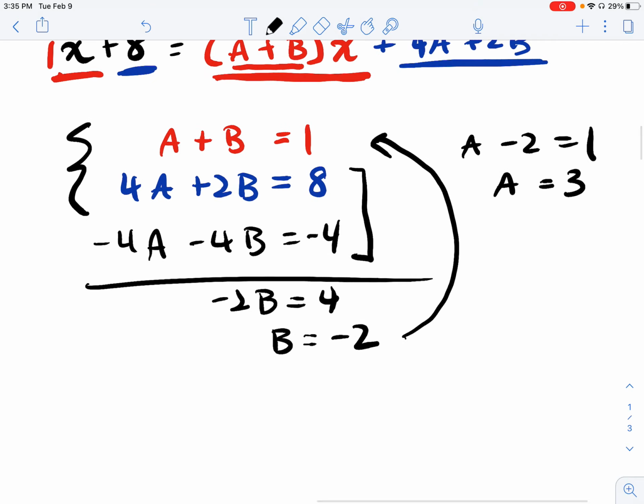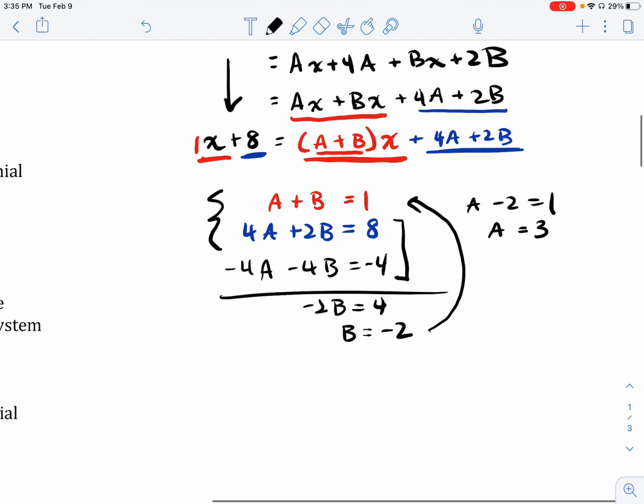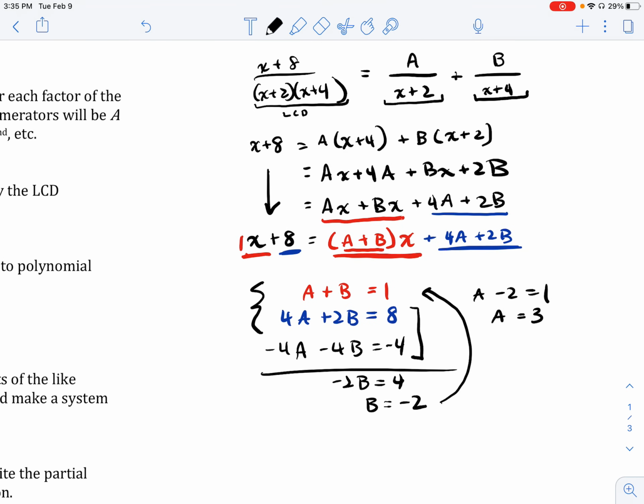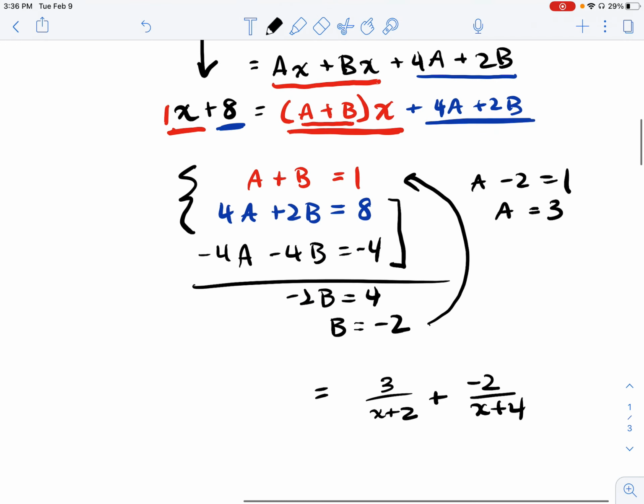So we can then say the following. We don't stop here. Once we've found a and b, we want to make sure that we put those back into our PFD, or partial fraction decomposition. If a is equal to 3, 3 over x plus 2 plus -2 over x plus 4. And since it's -2 over x plus 4, I can rewrite this as -2.